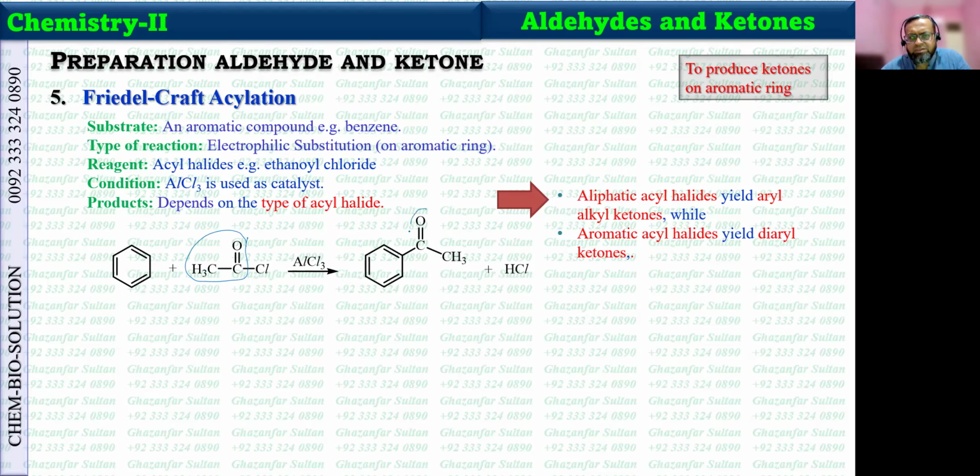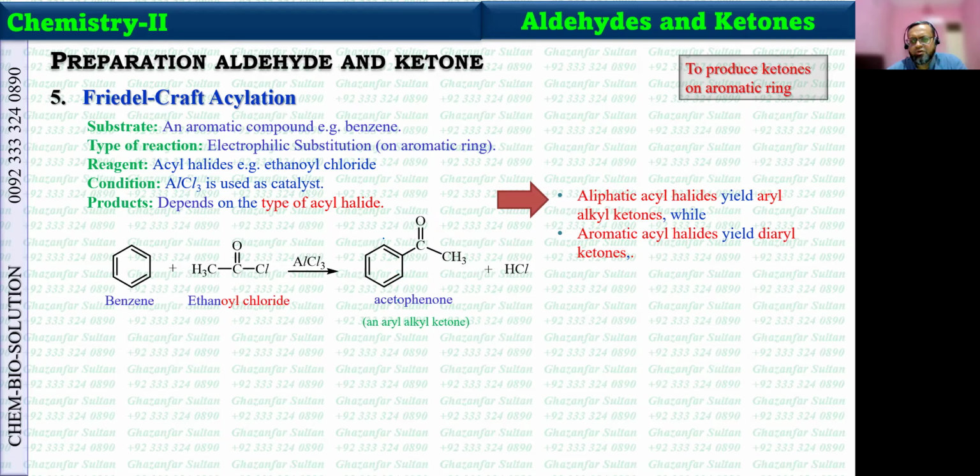So if you see here, this is the carbonyl. On one side there is aliphatic group, and on the other side aromatic group. So as I have written here, aliphatic acyl halides yield aryl alkyl ketone. So this is the alkyl group, this is the aryl group, the aromatic group. So this is an alkyl aryl ketone. The common name of this compound is acetophenone. And remember that some of the common names are accepted by IUPAC, and acetophenone is one of them.